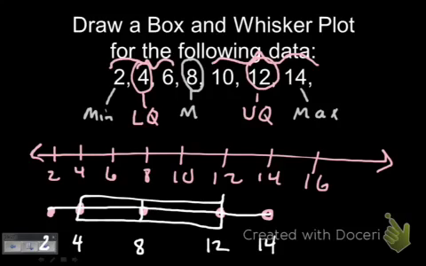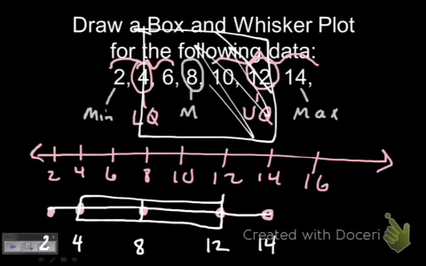Whiskers are not necessarily outliers, but they're kind of not where all the data is at. Most of the data happens in between this 4 and 12 in here. This is where most of it lies. Okay? So that is a box and whisker plot.